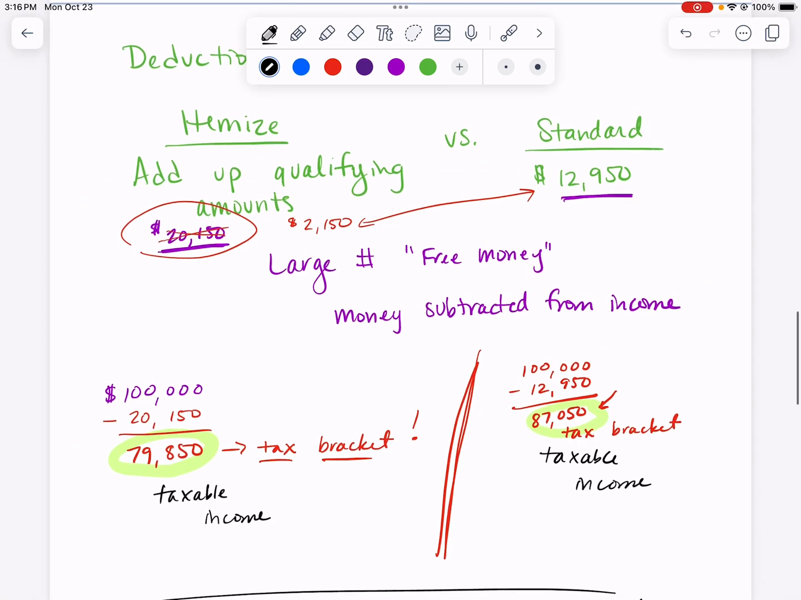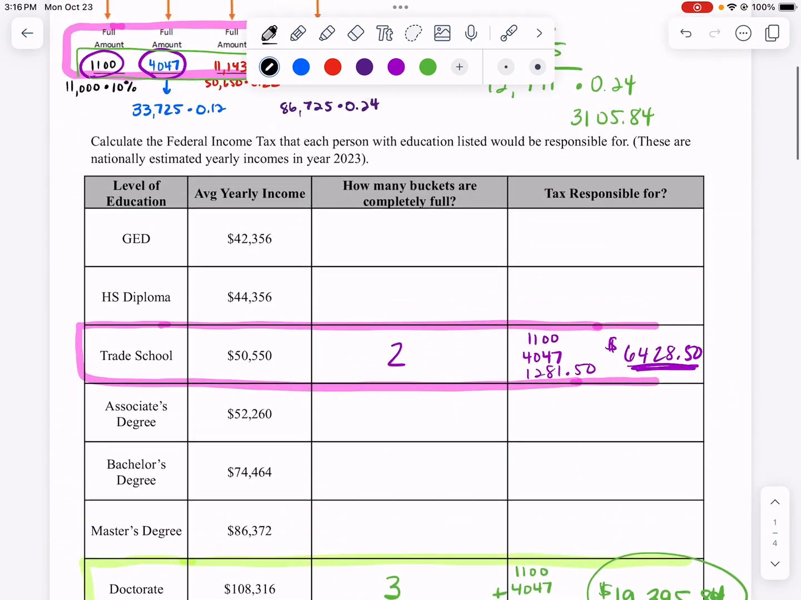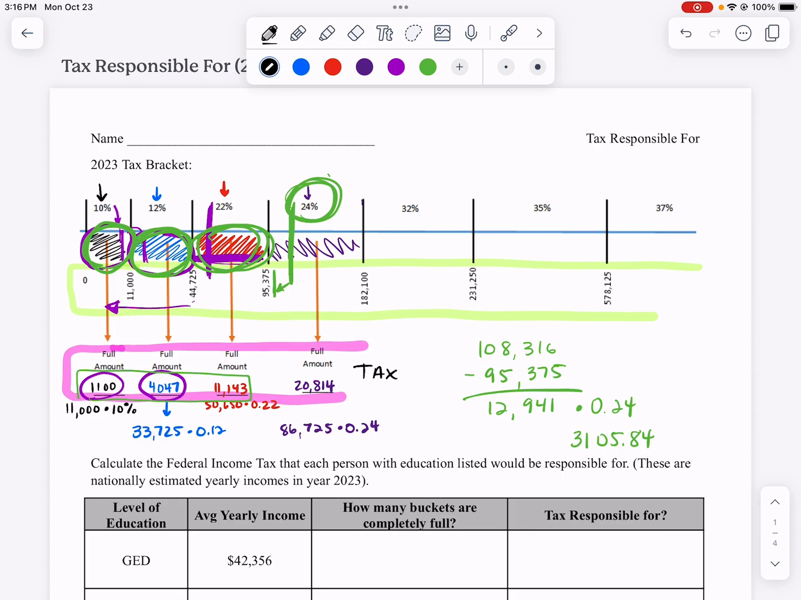I hope this helped clear up some of the questions. The more practice, the better on these bracket questions. They are confusing. There are lots of steps, but I definitely think it's there to help you. Let me know if you need anything.